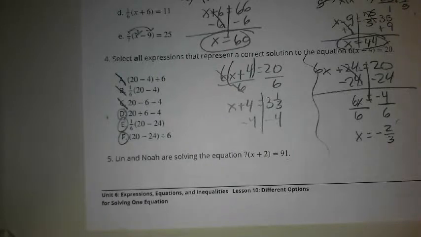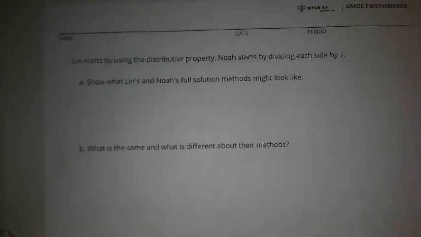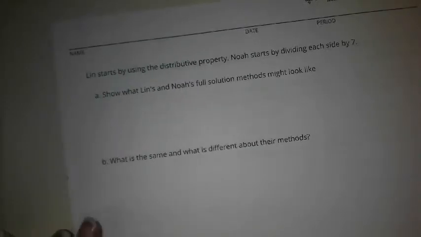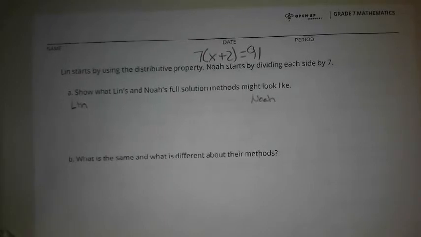Okay, number 5, Lynn and Noah are solving the equation of 7 times x plus 2 equals 91. Lynn starts by using the distributive property. Noah starts by dividing each side by 7. Show what Lynn's and Noah's full solution methods might look like. I'm going to have to rewrite that on the back here. 7 times x plus 2 equals 91. There we go. So now we got our equation.